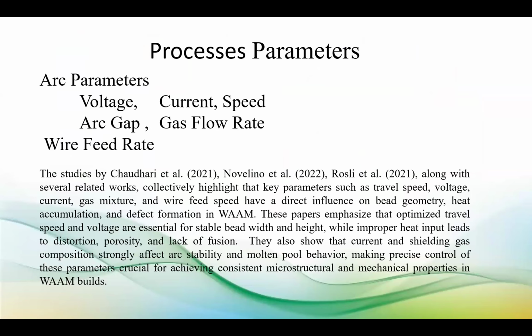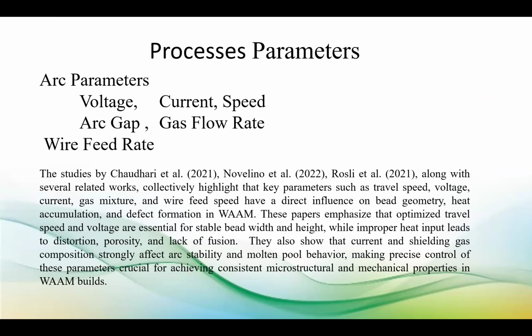So the voltage and current and the speed of that particular movement, these three things together, we can say the power input or power density to a particular system. It has three components: voltage, current, and speed of travel of that particular torch. These are the core parameters that design the WAM process.